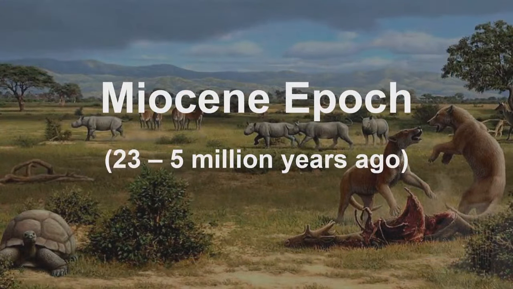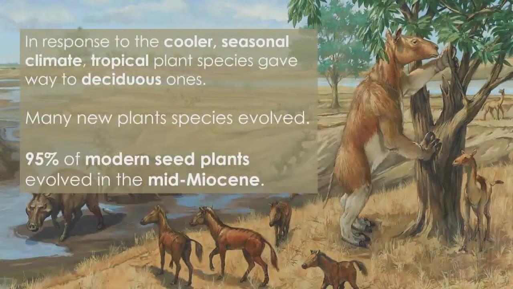So the Miocene, a little interesting scene there in the background going on. Mammals are all over. In response to those cooler seasonal climates, tropical plant species gave way to deciduous plant species. These deciduous are those plants that lose their leaves during the cool winter months. Many new plant species evolved, and 95% of our modern seed plants evolved during the mid-Miocene.